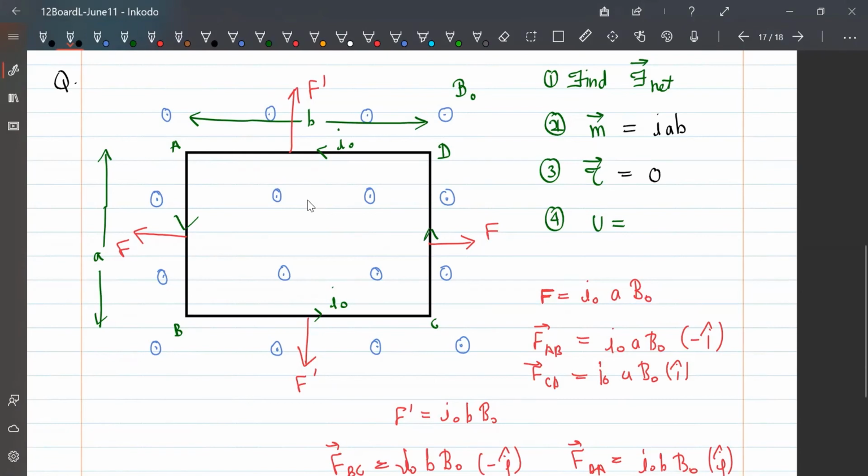Torque will be 0 because the direction of magnetic moment will be out of the plane, and torque is M cross B. So they will be parallel. M cross B, both of them will become parallel. So this will become 0. And U is minus M dot B. So minus M B sin 0 degree, cos 0 degree.